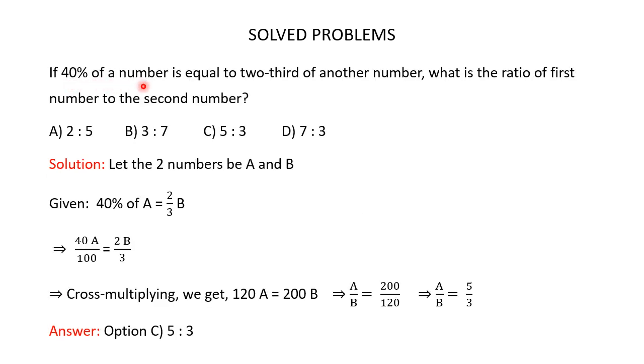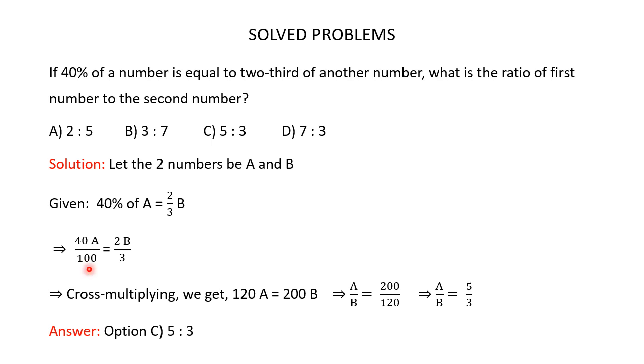If 40% of a number is equal to 2/3 of another number, what is the ratio of the first number to the second number? You are given four options and you have to find out which of these options is the correct one. Now let the two numbers be A and B. It's given that 40% of A is equal to 2/3 of B.